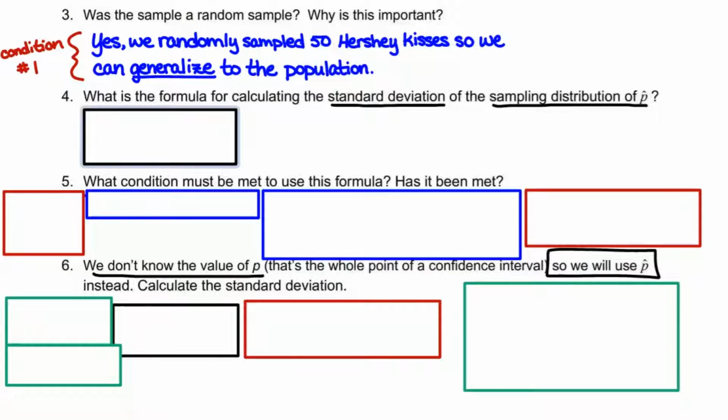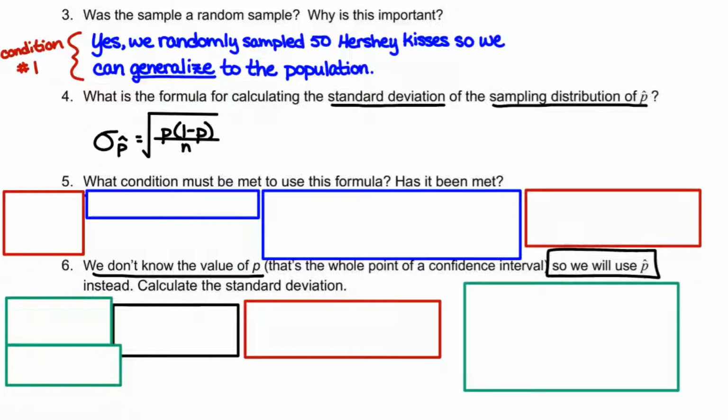All right. Formula for standard deviation for proportions. Sigma of p hat equals square root of p times 1 minus p over n. This is one of the formulas that's on your yellow sheet. And it is labeled, but you have to know when to use it. What condition has to be met that lets me use that formula? 10% condition.